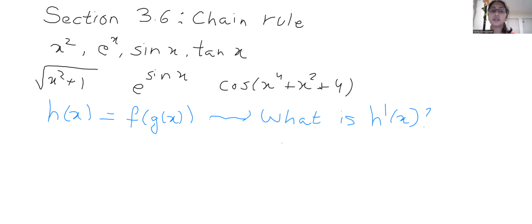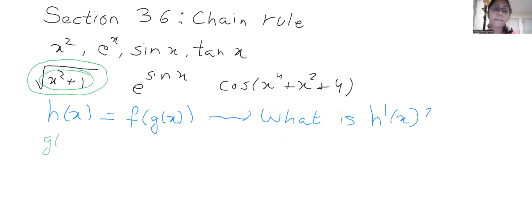But before we get to that, we first need to be able to figure out, given such an h, what are f and g? So, for example, if we take the function square root of x squared plus 1 as h of x, what are f and g? Here, f can be considered the outer function and g the inner function. So here, we have x squared plus 1 on the inside.